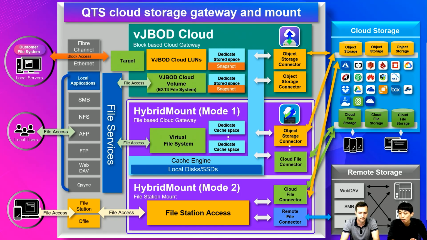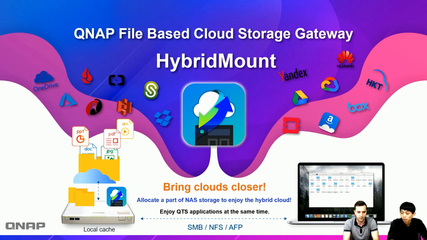Yeah, and we also have a second mode in HybridMount, which is file station mount mode. Right. And we can mount the cloud storage and remote storage like a remote NAS or your servers. We mount the remote storage directly into File Station, and we can access it in File Station. Yeah, so these are the two modes that you were explaining, and the architecture of this one, and all these lead you to the cloud storage that we have provided there, and you see the cloud service providers listed over there, which we will mention by name later on.